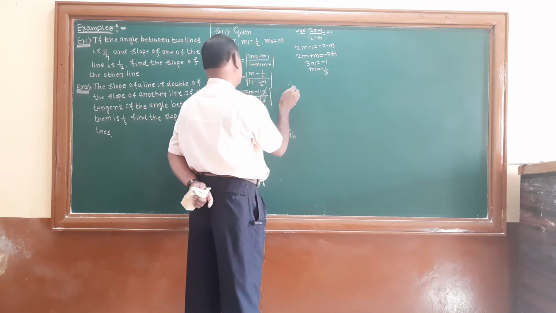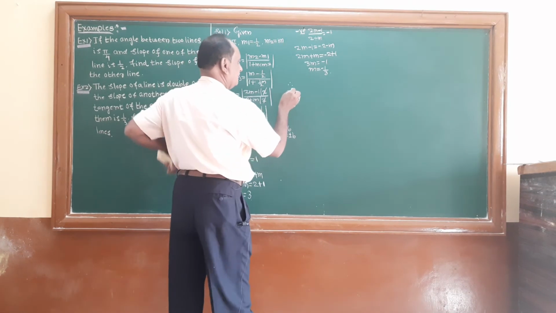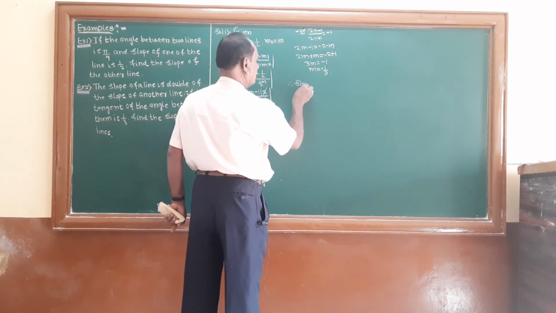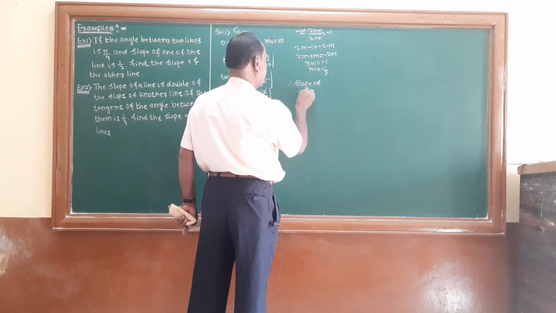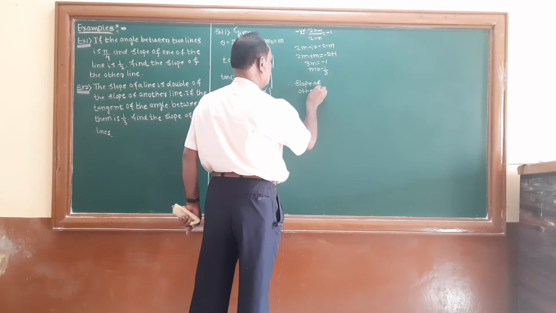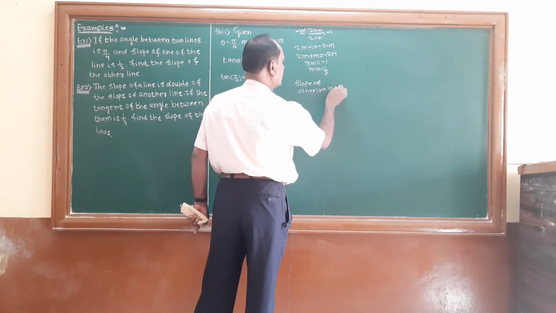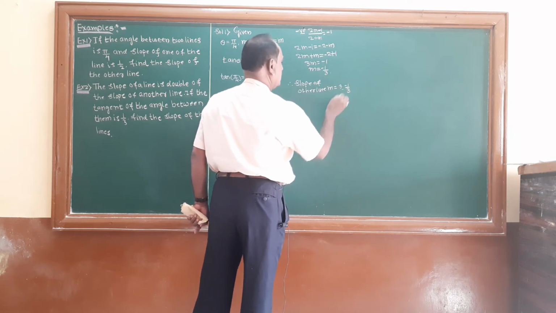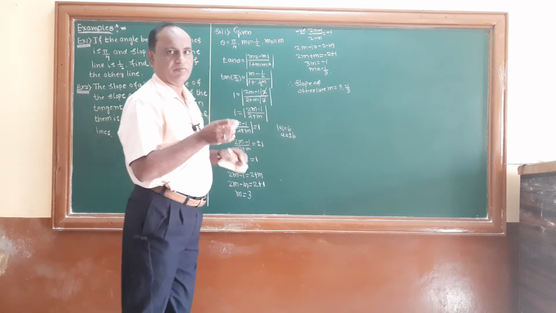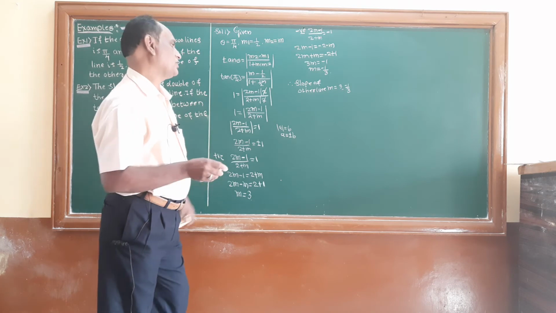Therefore two values, slope of the other line, that is m is equal to 3, comma, minus 1/3. Slope of the other line is m, the values 3 and minus 1/3. So one problem is completed.